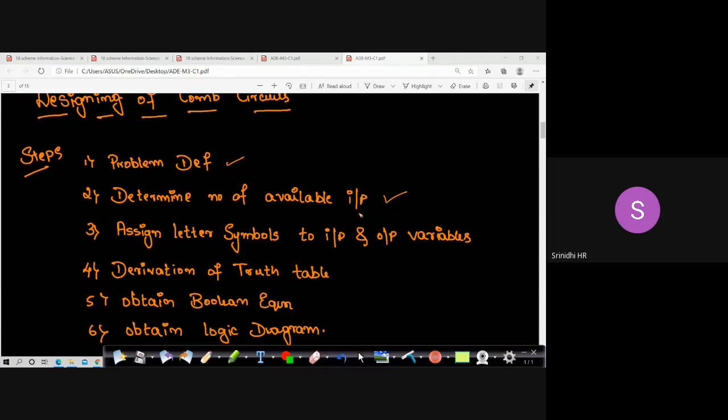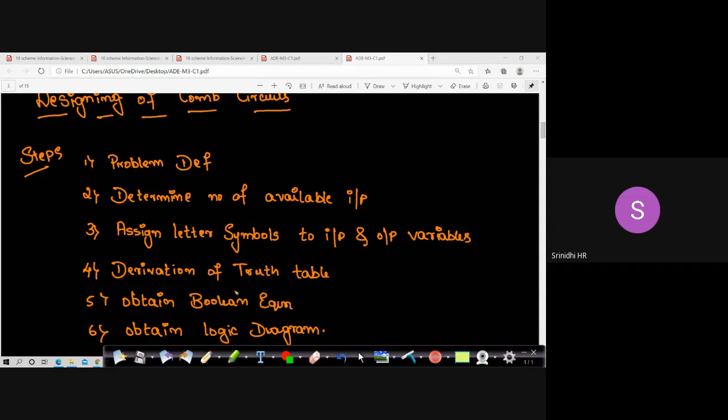Next, as in any digital problem statement, we need to assign some letters or symbols to your inputs and also your outputs. That is the third step. Fourth step, I will plot a truth table for the problem. Fifth step is deriving a Boolean equation. Next, I'll be drawing the circuit diagram, that is the logic diagram. So these are the steps in designing a combinational circuit.